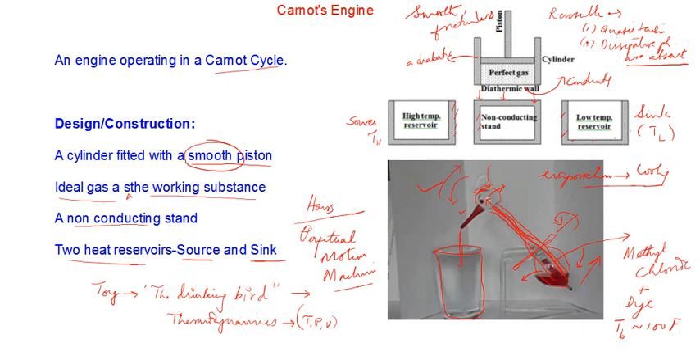So in the next session, after you watch all these videos, maybe by tomorrow, we will be discussing the cycle of operation undergone by a Carnot engine, which is known as the Carnot cycle, and finally we will derive an expression for the efficiency of a Carnot engine.